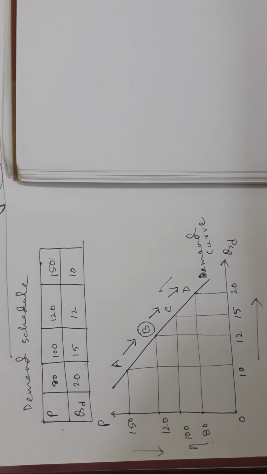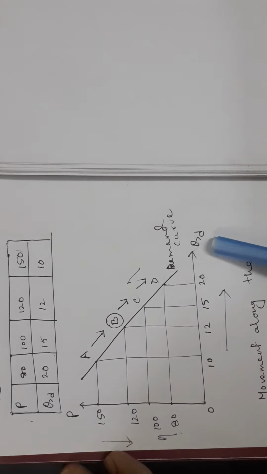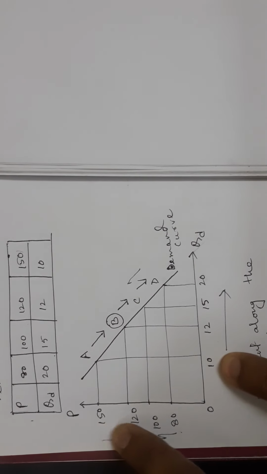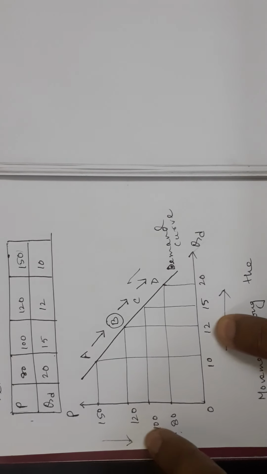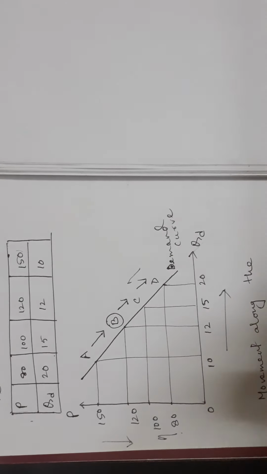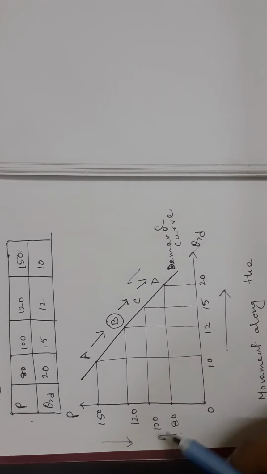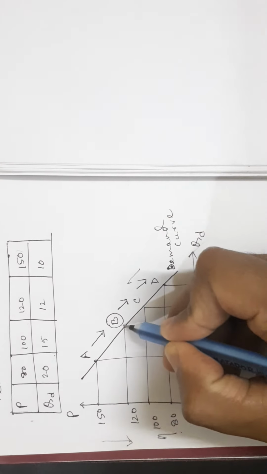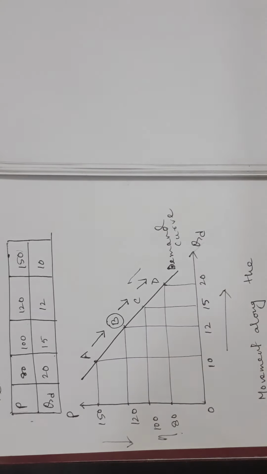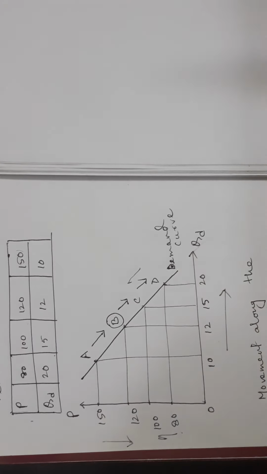Okay? So putting these values from this table, we get our demand curve. It's very easy. You see, when the price is 150, demand is 10 liters. When the price is 120, it's 12 liters. When 100, it's 15 liters. When the price is 80 taka, it's 20 liters. And the combination of price and quantity gives us different points: 1, 2, 3, 4. That means A, B, C, D, four different points. And if we connect all these points, it gives us the demand curve. You see, it's very easy.